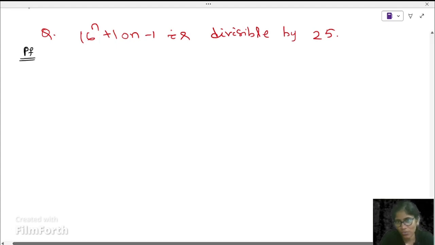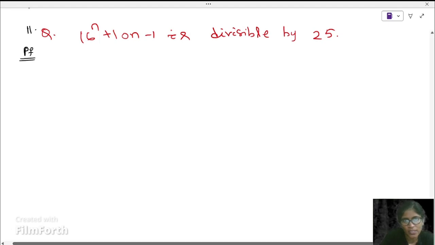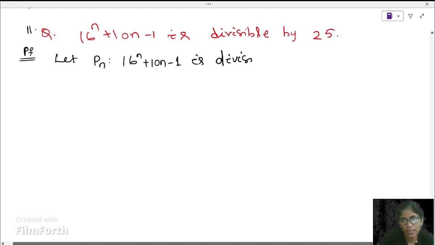Already two parts we have discussed. Now let's move to question number 11. Similarly, the same process as before. Let Pn be our statement: 16 to the power n plus 10n minus 1 is divisible by 25.